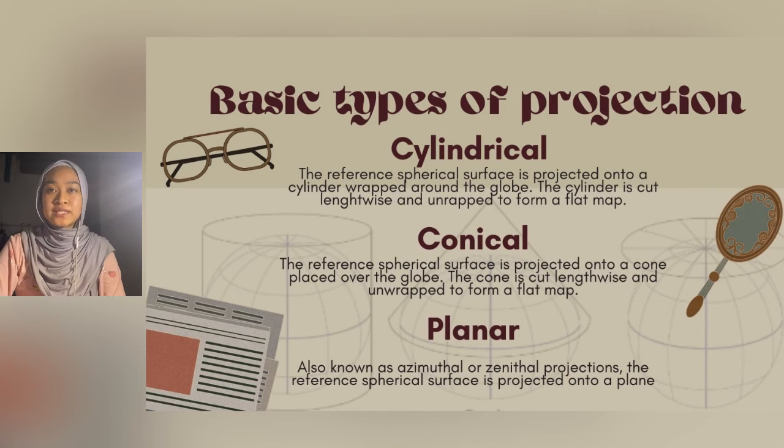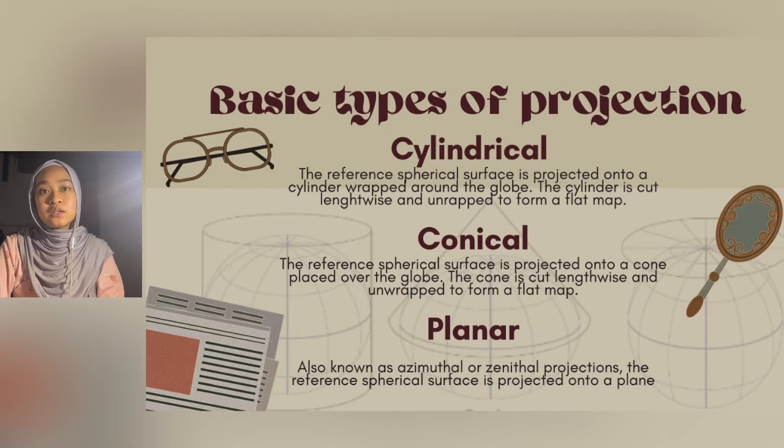Next, we have three basic types of projection. First, cylindrical. The reference spherical surface is projected onto a cylinder wrapped around the globe. The cylinder is cut lengthwise and unwrapped to form a flat map. The second one is conical. The reference spherical surface is projected onto a cone placed over the globe. The cone is cut lengthwise and unwrapped to form a flat map. And the last one is planar, also known as azimuthal or zenithal projection. The reference spherical surface is projected onto a plane.